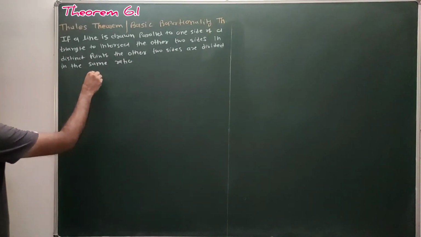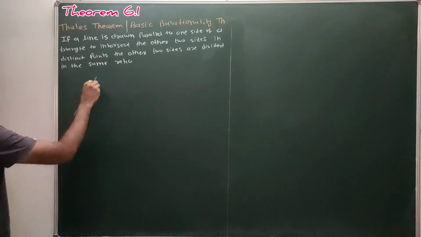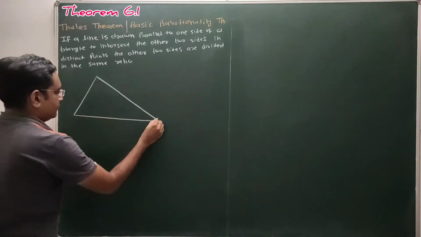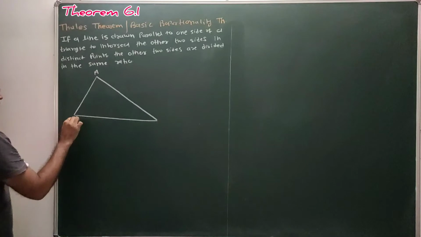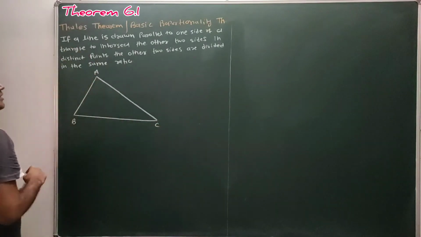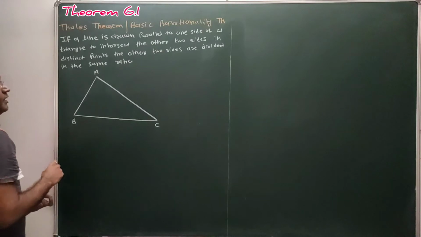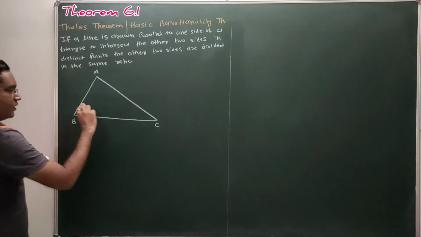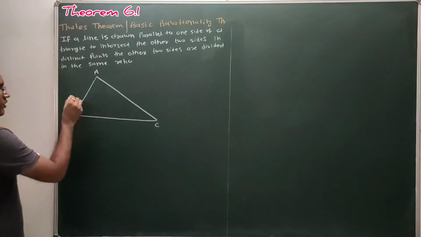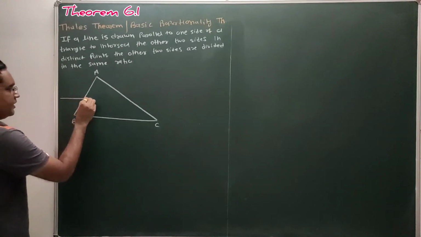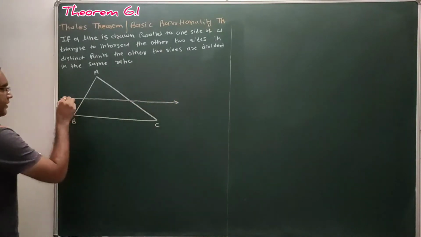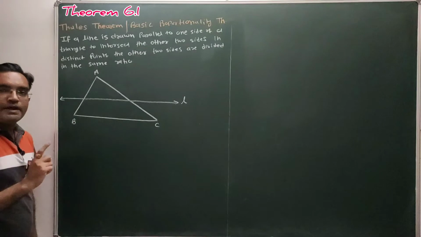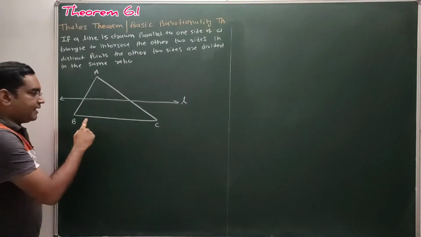So triangle ABC is given. First we'll try to draw the diagram. Consider this is triangle ABC. A line is drawn parallel to one side of the triangle and intersects the other two sides in distinct points. Consider that side is BC. We are drawing one line. Suppose that line is line L. So line L is parallel to one side of the triangle, and that side is side BC.